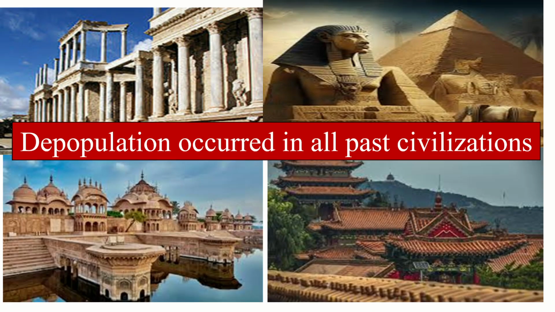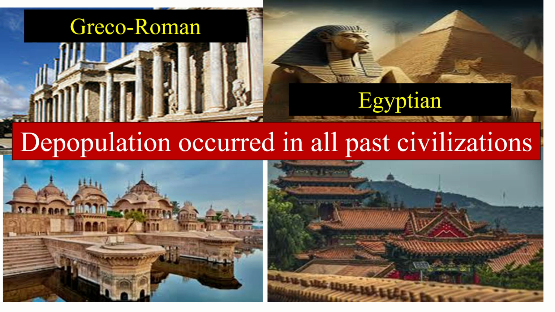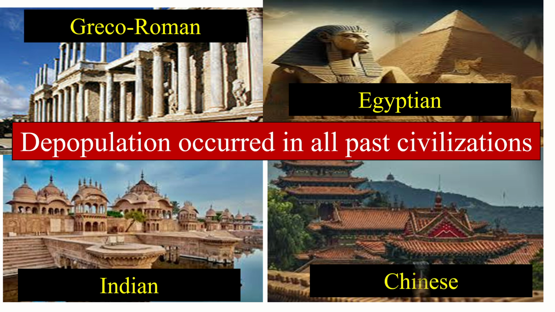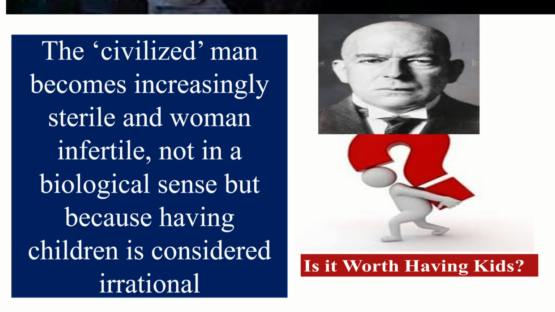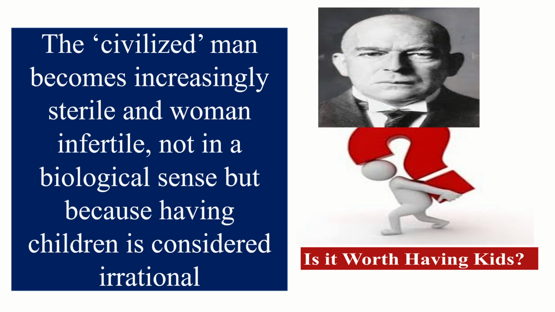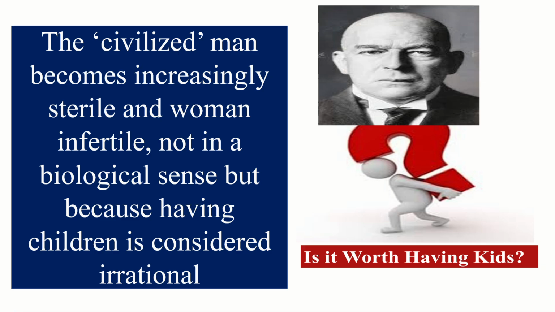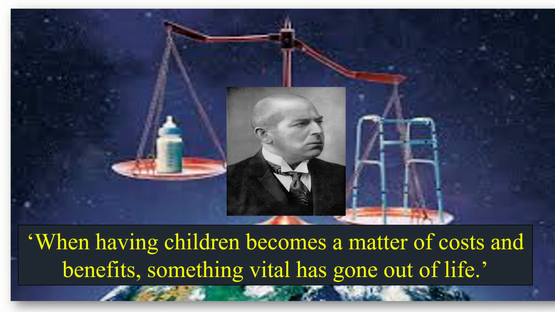For Spengler, depopulation occurred in all past civilizations, including Greco-Roman, Egyptian, Indian, and Chinese. The Western civilization is also facing depopulation. According to Spengler, the civilized man becomes increasingly sterile and woman infantile, not in a biological sense, but because having children is considered irrational. Spengler famously remarks in Decline of the West, when having children becomes a matter of cost and benefits, something vital has gone out of life.